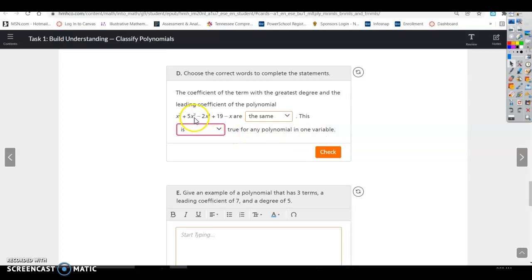All right, so the leading coefficient will always be with the term that has the highest degree. When you put that in standard form, that would be your leading coefficient, but until you put it in standard form, it still is the term with the greatest degree.